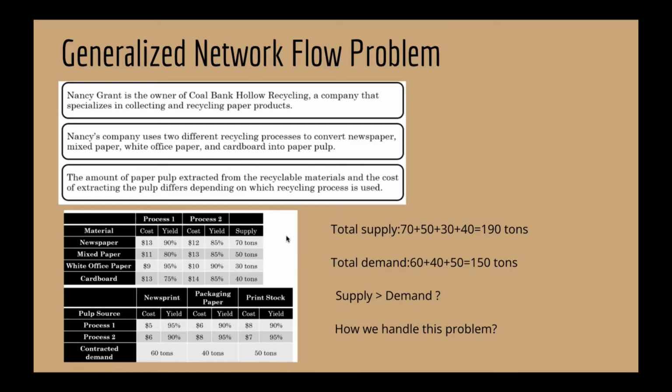And you could easily tell the supply is greater than the demand from the above information. The total supply is 70 plus 50 plus 30 plus 40, equal to 190 tons. And the total demand is 60 plus 40 plus 50, equal to 150 tons.